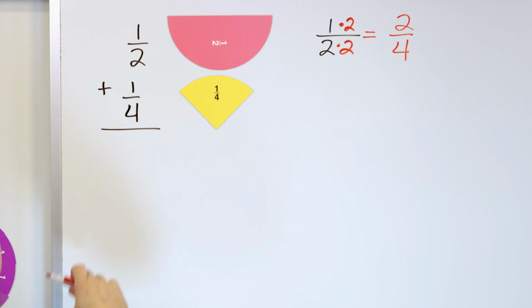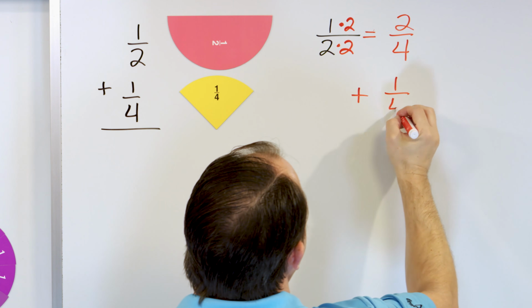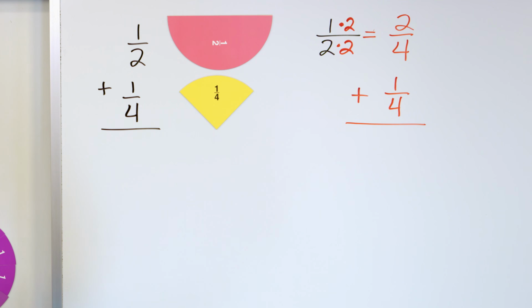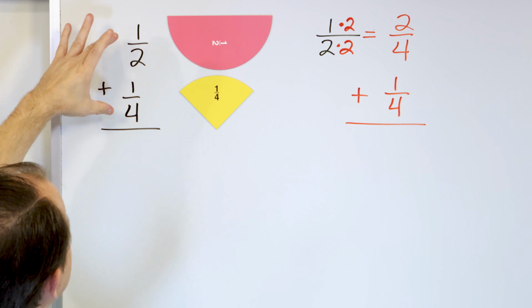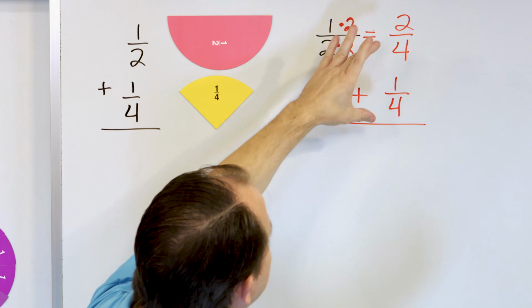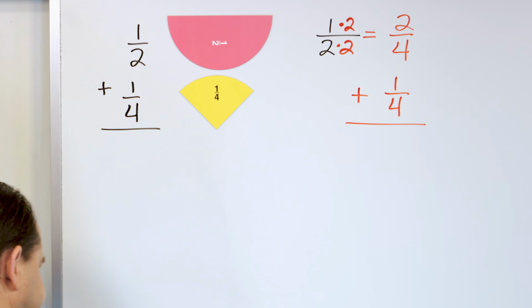And then I'm going to add it to the 1/4 I started with, plus 1/4. And this is what I'm going to now add. So I'm going to change the problem. I'm going to change it from adding these fractions to adding these fractions, because these fractions are exactly equivalent to these. Let's make sure we understand that.